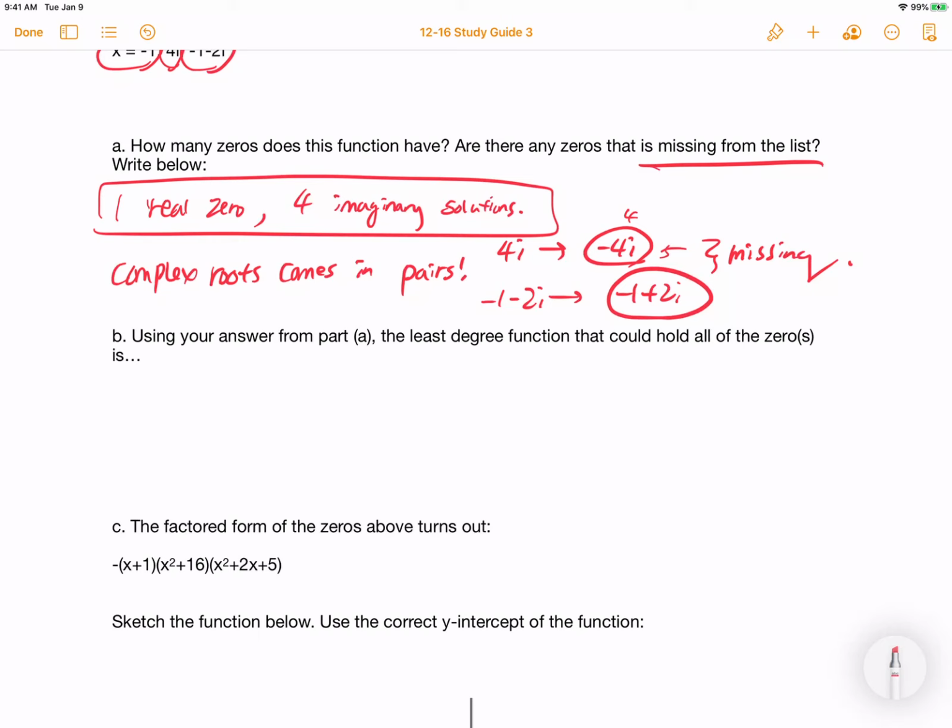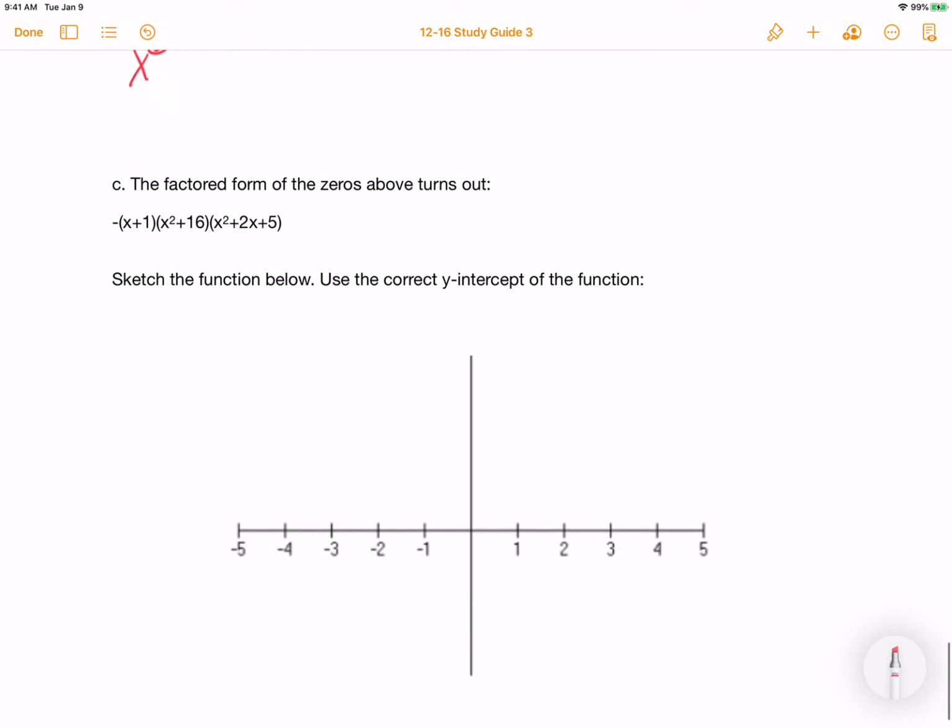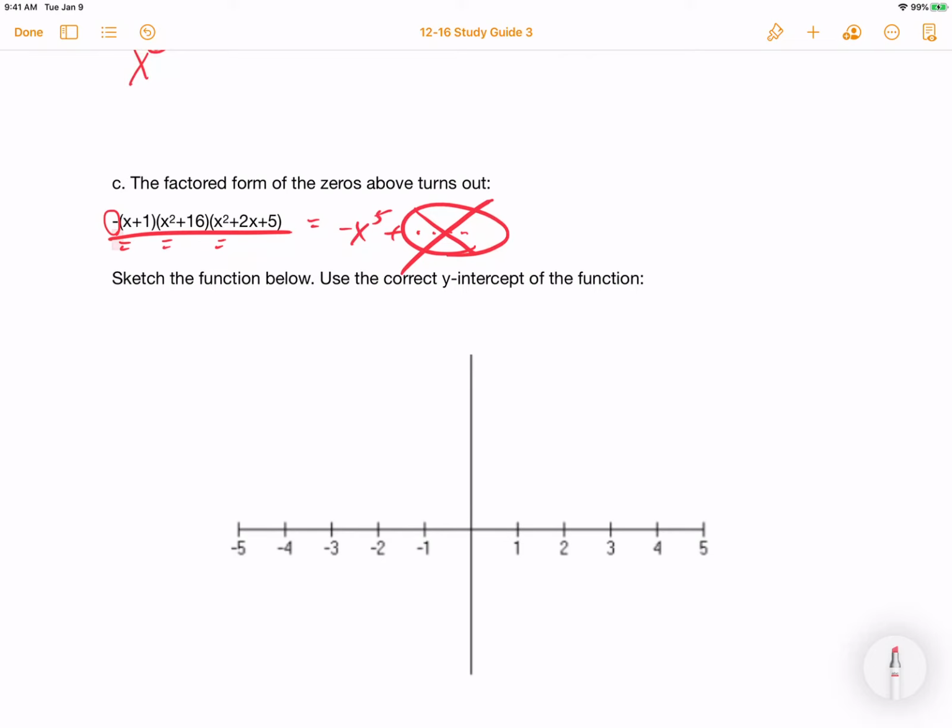Using your answer from part A, the least degree function that could hold all the zeros is obviously x to the fifth, because you need to have a fifth degree function to contain 5 zeros at the bare minimum. The last part is the factor format is given to us as that. Okay, well that tells me a lot of things. First of all, a negative sign, along with the leading term, when you FOIL it out, you get negative x to the fifth plus blah, blah, blah, but I don't really care about the rest. This leading term tells me that my end behavior as x approaches negative infinity, y should approach positive infinity. As x approaches positive infinity, y should approach negative infinity, which means I'm going down this way.